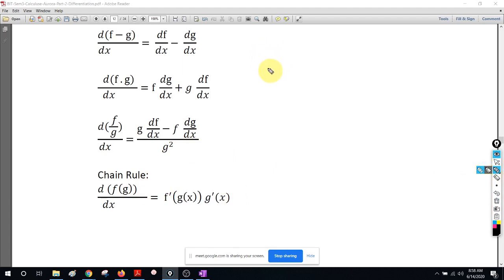Assume that you want to find something like d by dx of ln sin x, ln of sin x. Okay, now again I don't know what is ln sin x, but I know derivative of ln x is 1 over x.